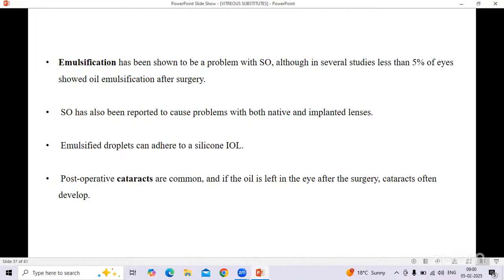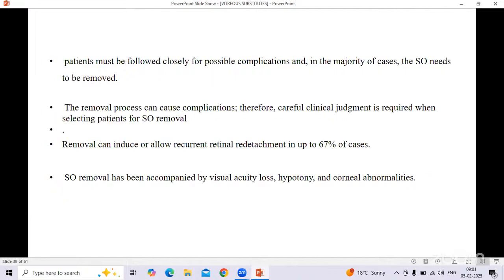Emulsification is the problem with SOs. And silicone oils have also been reported to cause problems with both native and implanted lenses. Emulsified droplets can attach to the silicone intraocular lenses, and post-operative cataracts are common with silicone oils. And here the patient must be followed closely for possible complications.